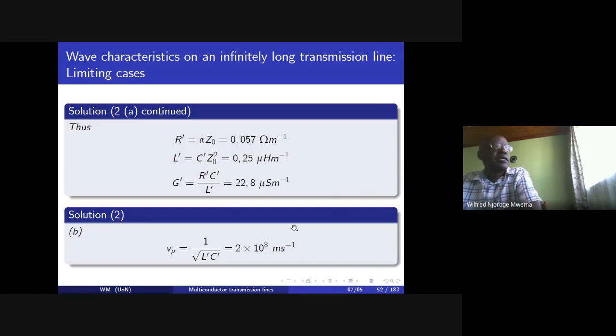And part B, phase velocity is of course given by 1 over root L prime C prime, and we can get that as 2 times 10 raised to 8 meters per second. We could also get it just from the value of the characteristic impedance and the capacitance. We don't have to always calculate L prime first. Who can tell me how we can get this? Can you express Vp in terms of C prime and Z naught?